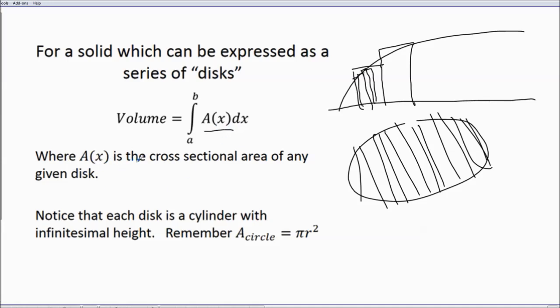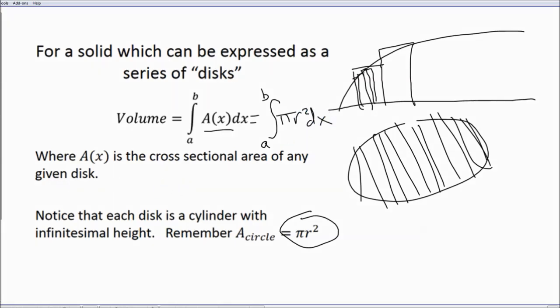Okay, so we have the cross-sectional area of a disk. They call it the disk method, not the circle method. A disk is something circular, right? So each one is a cylinder of infinitesimal height, and this is the thing we have to remember. The area of a circle is pi r squared. So what happens with this then? We get the integral from a to b of pi r squared dx. You'll want to add that to your notes.